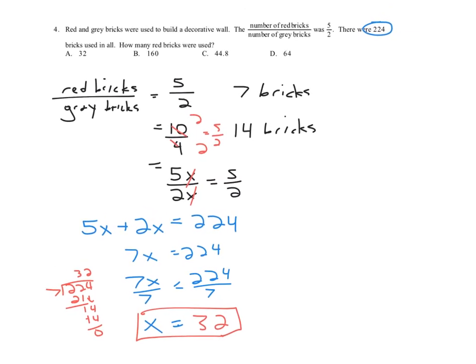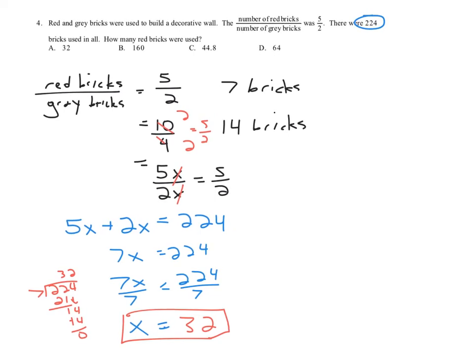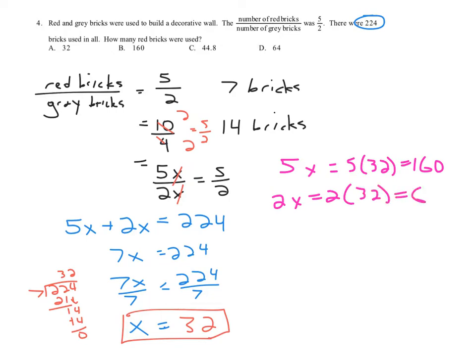And what they say is, yep, how many red bricks were used. So we know that the red bricks were the 5 times x. 5x red bricks, or 5 times 32. But let's just do something to check. Let's say, okay, then there were 2x gray bricks, or 2 times 32. That means that there were 64 gray bricks, supposedly.